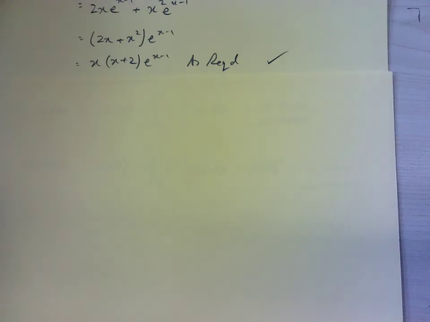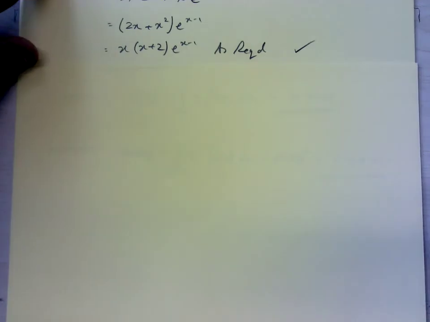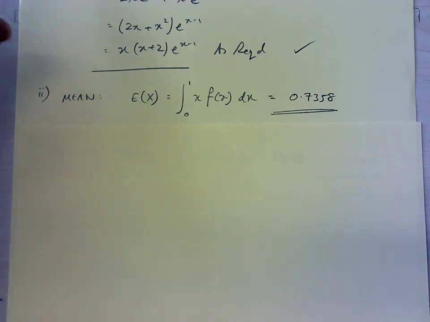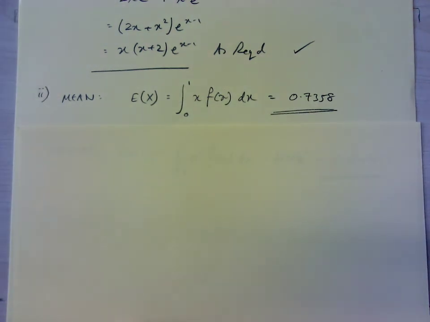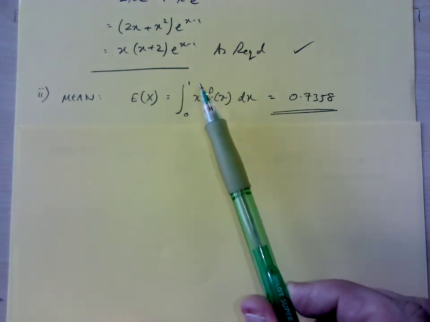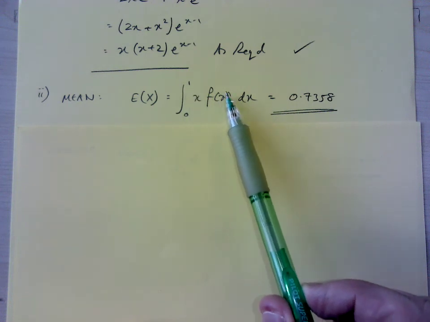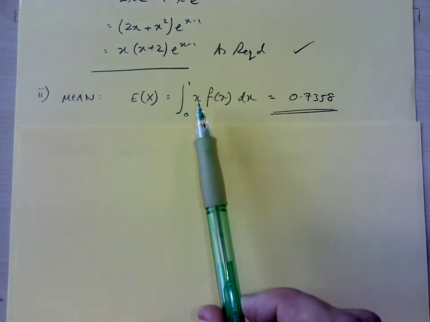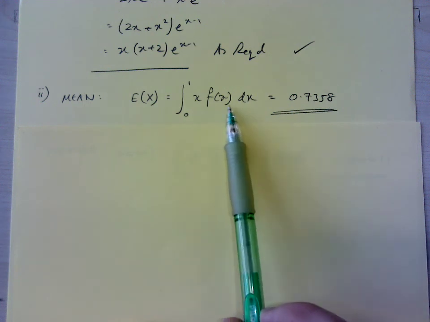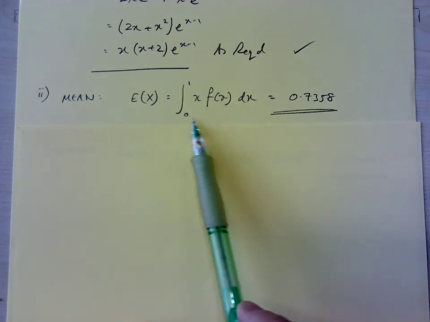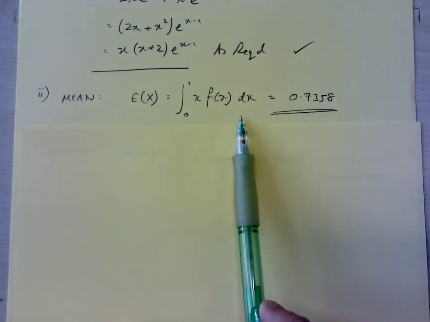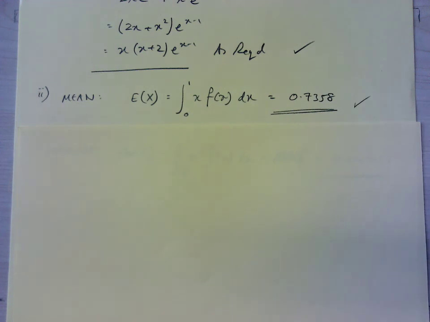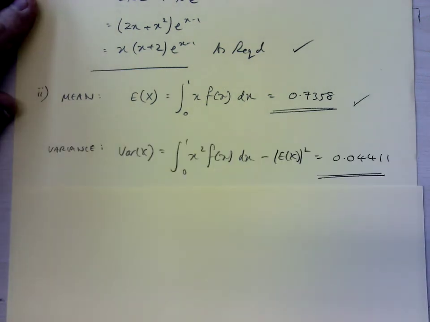On to part 2 then, finding the mean and the variance. These are standard formulas for a continuous distribution. E of x is the integral. The only interesting part of this function is between 1 and 0. It's 0 everywhere else. So my limits are 1 and 0. I can put this straight into my calculator as long as I've got an appropriate integral statement and get the answer. And the same for the variance.